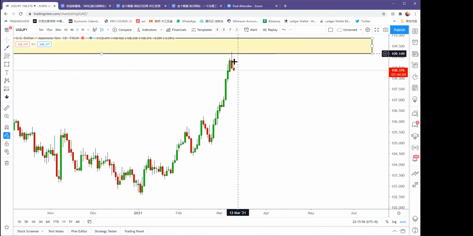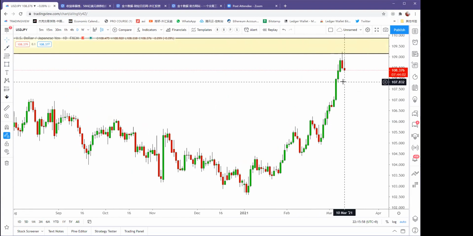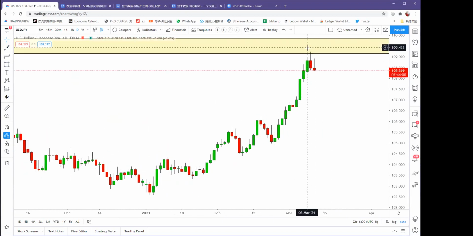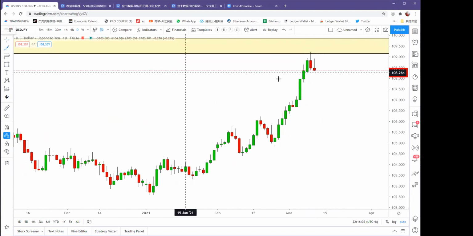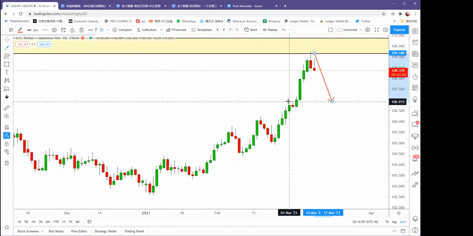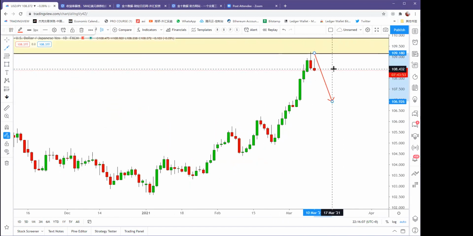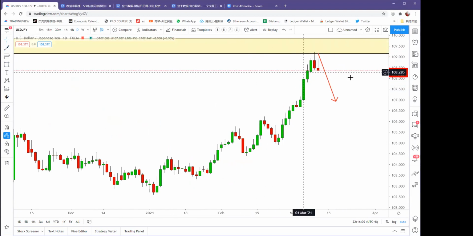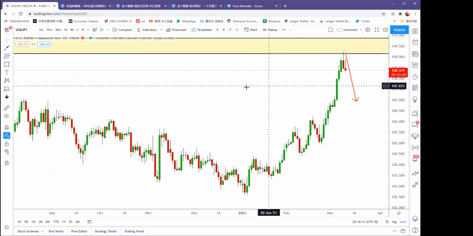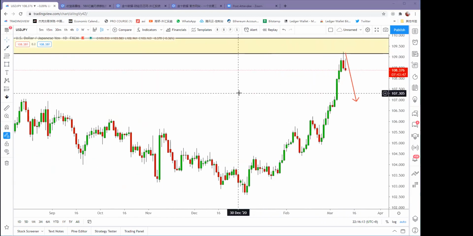It forms a pin, forms an engulfing, and now it breaks the previous candle's low here. So these two represent a reversal pattern, and I think the dollar yen will go back to 107, which will give you about 100 pips profit for the dollar yen.